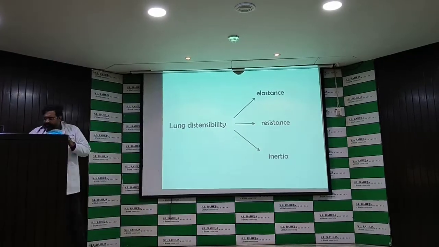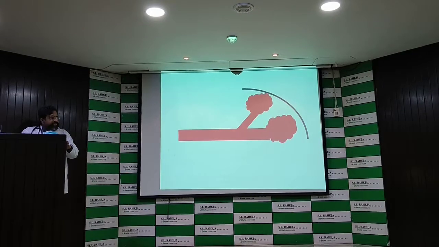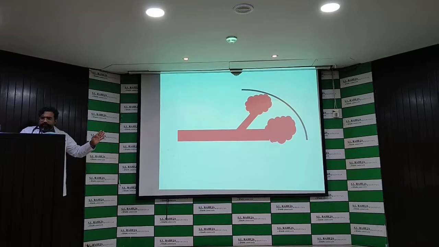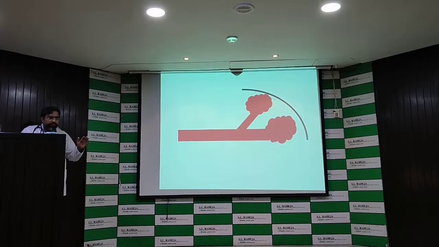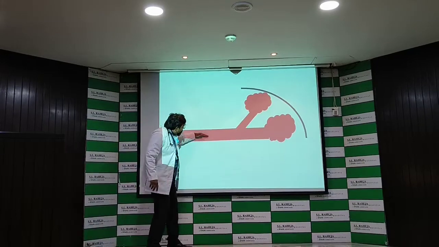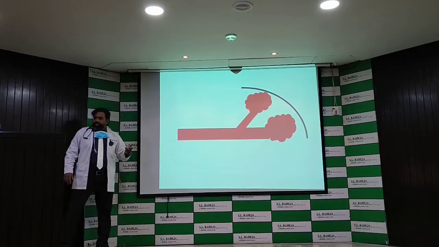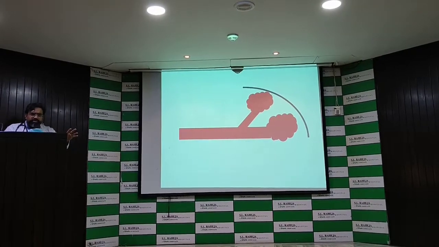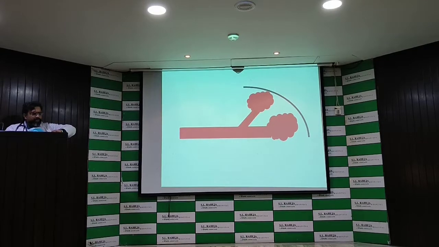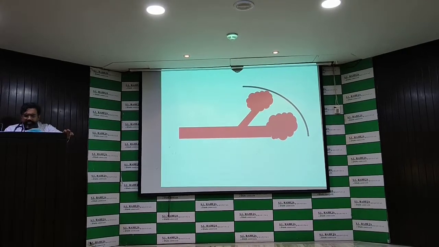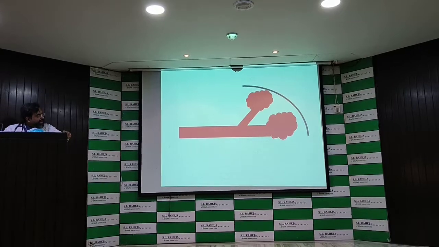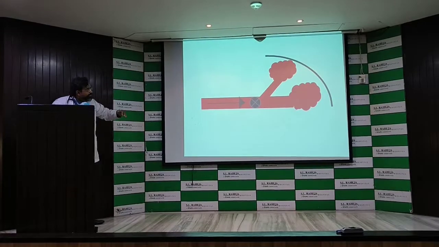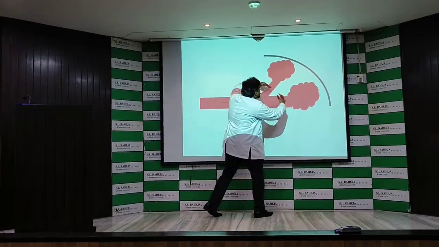Alright, so let's take an example. This is how your lungs are. That's your alveoli. Anything that affects the flow of the gas, like an obstruction, will actually impair the compliance. Anything that affects the flow will impair the compliance. So if I have an obstruction there, it will prevent the distension of the lung.